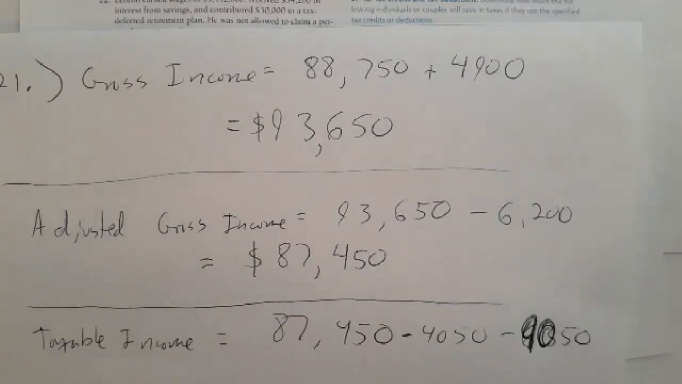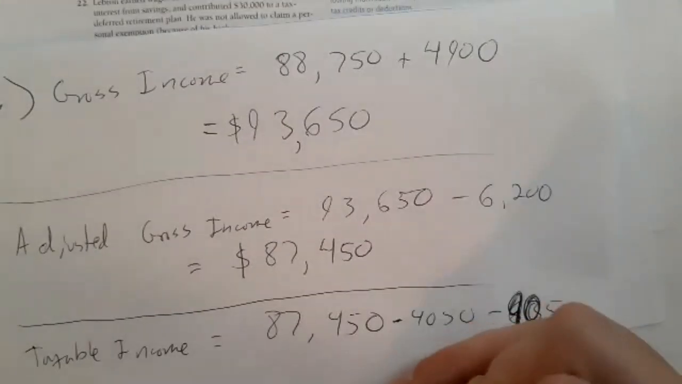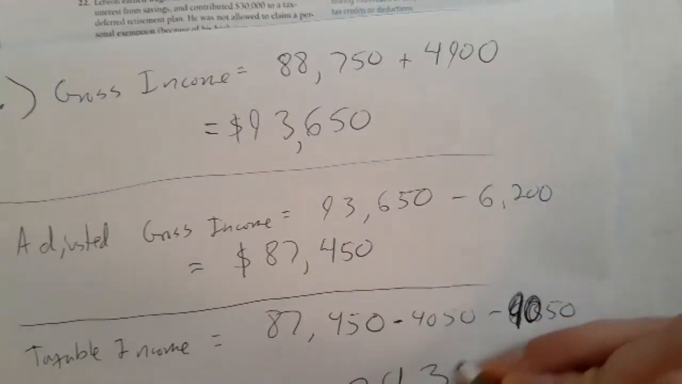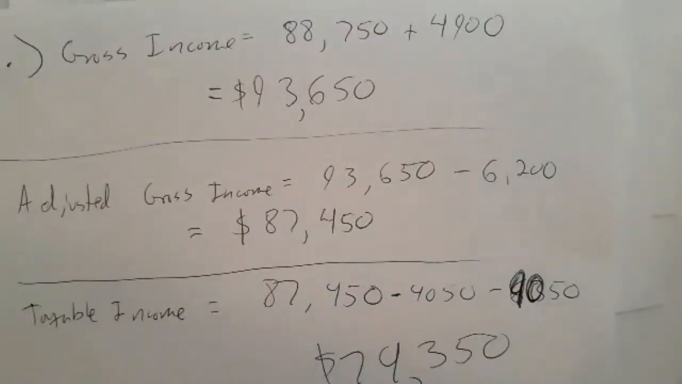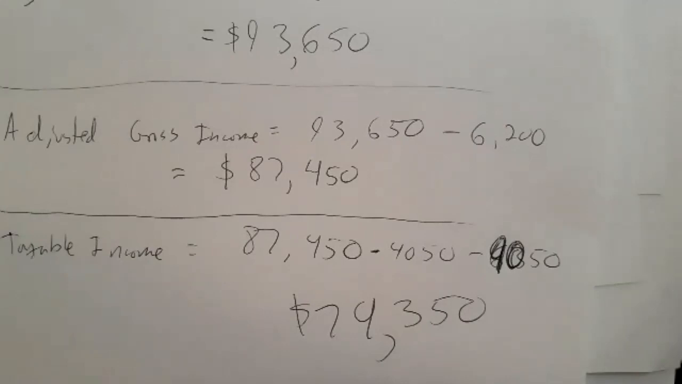450, and I've got to subtract 4050. I have to subtract 9050. 73. Let me say it right. Yep. Is that what you got? I got $74,350. Yep. That should be it. Cool.